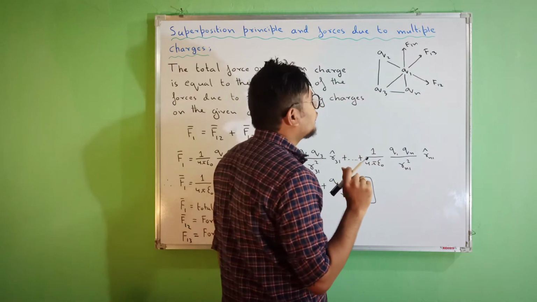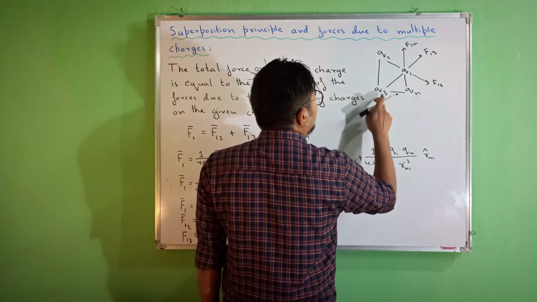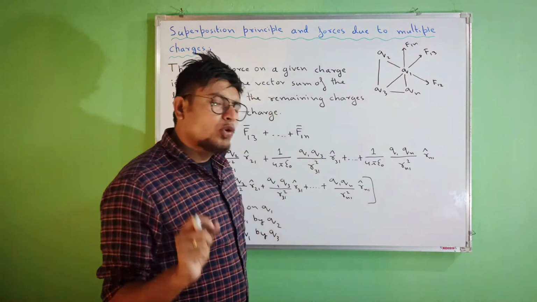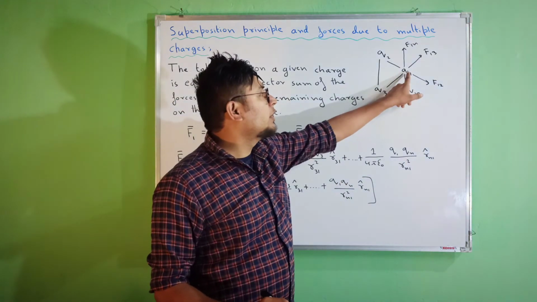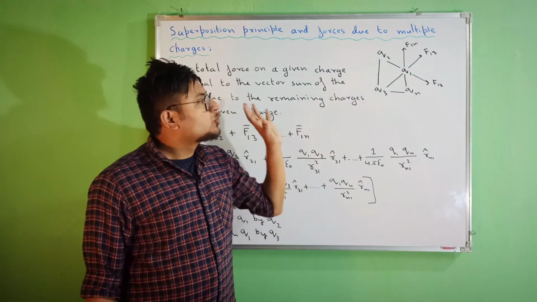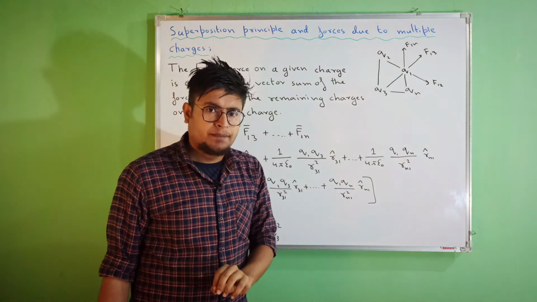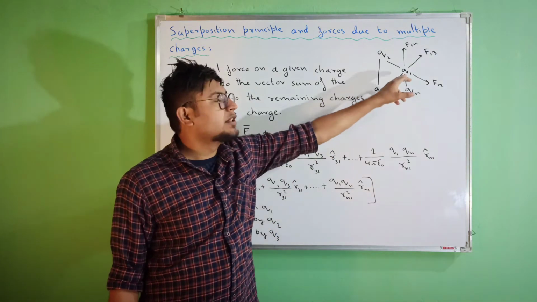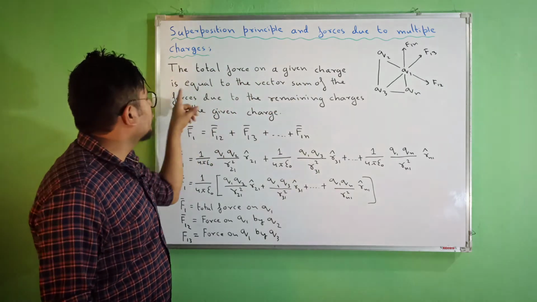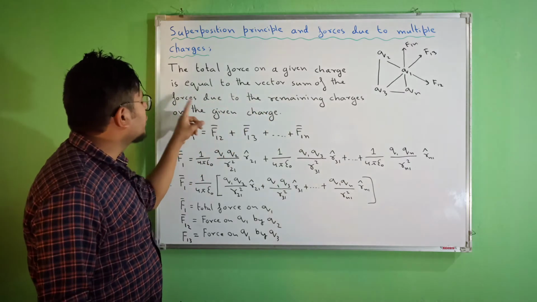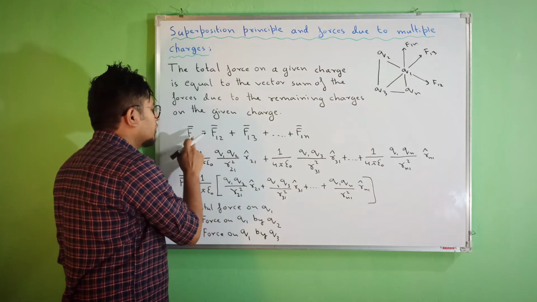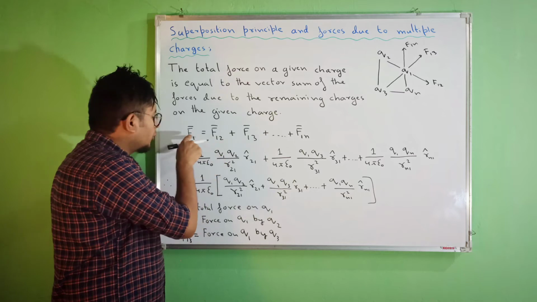Here, there is one thing that you have to understand, that we are neglecting the interaction between Q2, Q3, Qn, and so on. The only interaction that is taking place is between Q1 and Q2, Q1 and Q3, Q1 and Qn, and so on. So this is what is known as superposition, where multiple forces are acting on one single charge. The total force on a given charge is equal to the vector sum of the forces due to the remaining charges on the given charge, which means the total force acting on a given charge is the vector sum of all these forces on this particular charge.